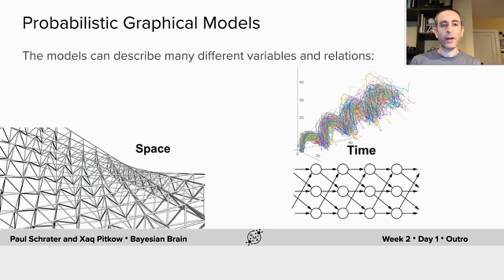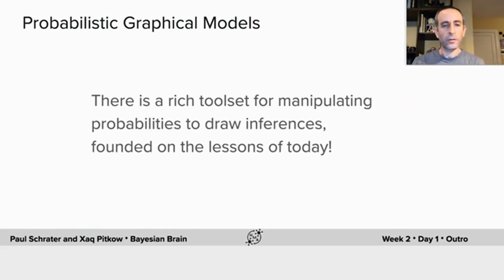These probabilistic graphical models could represent many different types of variables and their relationships. They could represent space, they could represent time, they could represent pixels in an image, or stresses in a bridge, neurons over time, notes in music. In all of those cases, we have a rich tool set for manipulating these probabilities to draw inferences about things that are unknown. And all of that is founded on the lessons that you learned today.